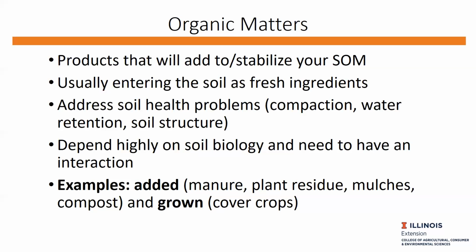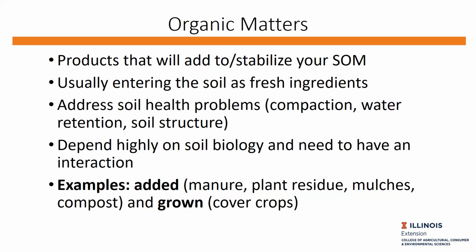So organic amendments are products that will add to and stabilize your soil organic matter. When I add compost to my soil, or I add leaf litter or manure, it will be decomposing, it will be breaking down, and it will eventually, we hope, get to that percentage of soil organic matter. So it's a very long game to get there, and that's what's really happening when you're adding the organic matter. It's usually entering the soil as a fresh ingredient. So even if it has been a little bit stabilized, say like a compost or an aged manure perhaps, it is still what we consider a fresh ingredient at this point.